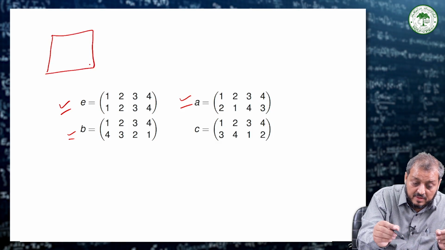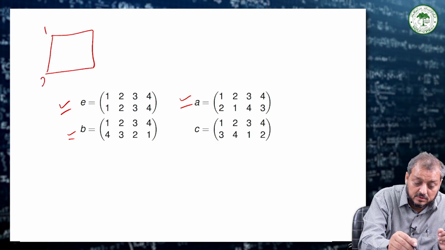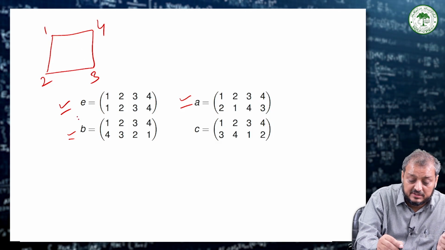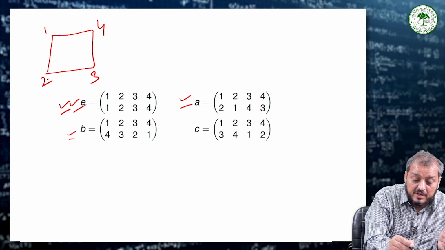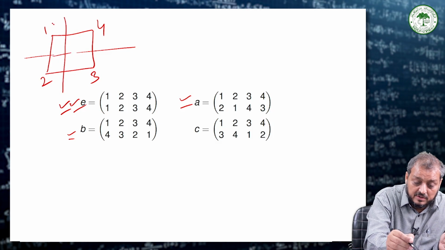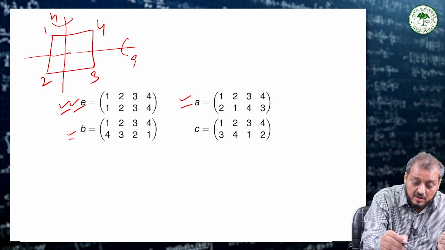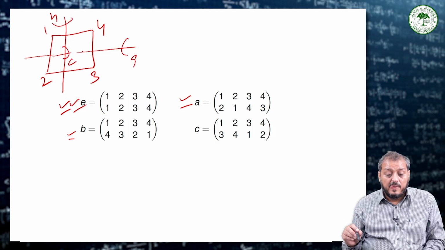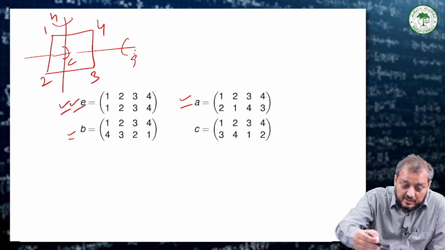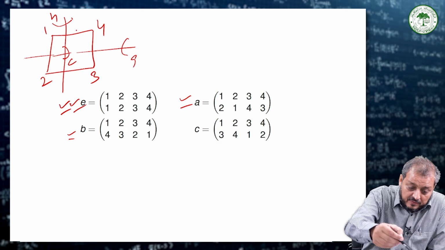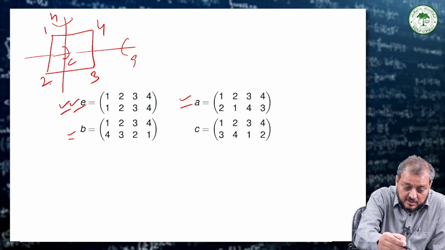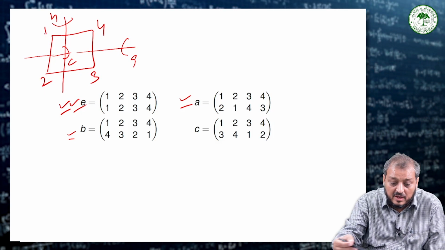We have the vertices 1, 2, 3 and 4. If there is no rotation, we say that is the identity. Then this rotation is B, this rotation is A, and this rotation is C. Rotating by 180 degrees, 1 changes to 2, and 2 changes to 1, and 3 and 4 also.